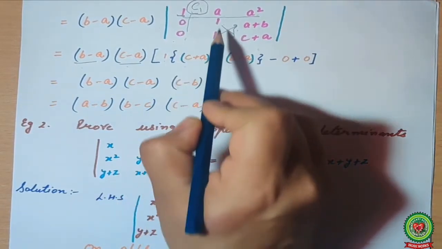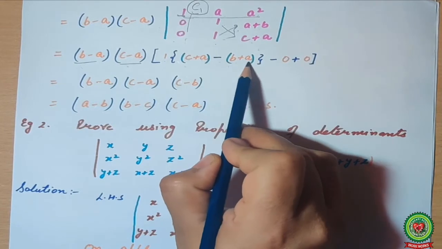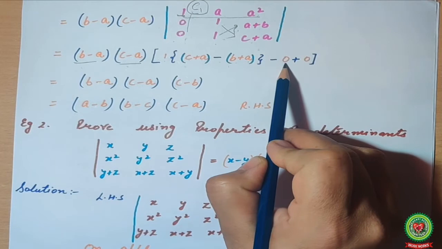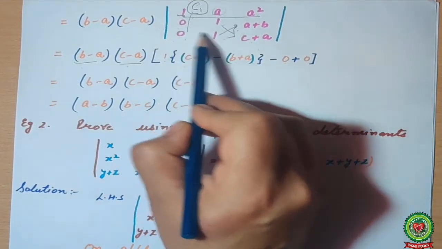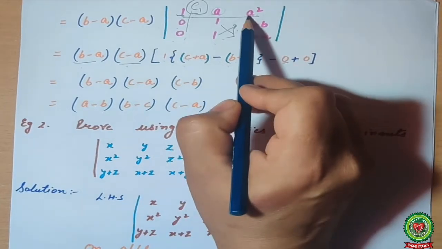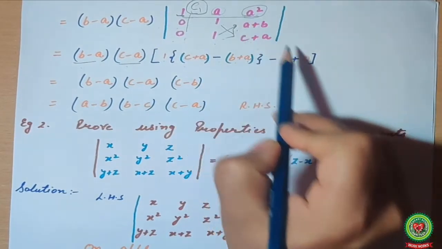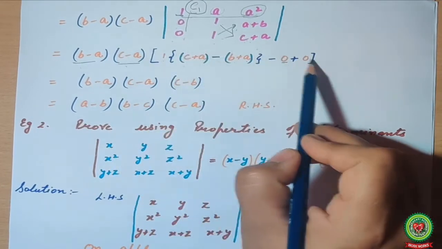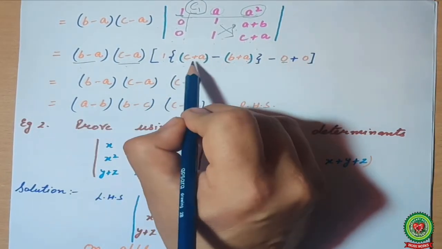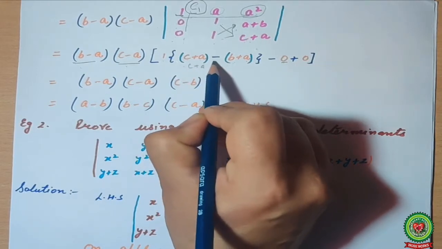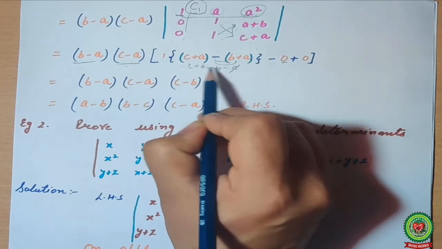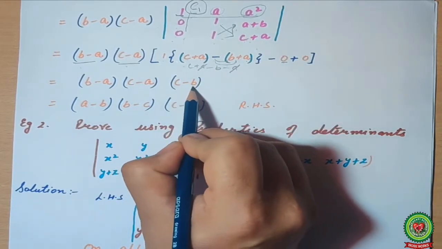c plus a minus b plus a. Now, rest all elements are 0. With the help of a, when we multiply, we expand the term. Result is 0. When we expand according to a square, then also result is 0 there. Now, when we solve this position, c plus a, this negative sign will change the sign here. Minus b minus a. a and a are cancelled. c minus b is there.